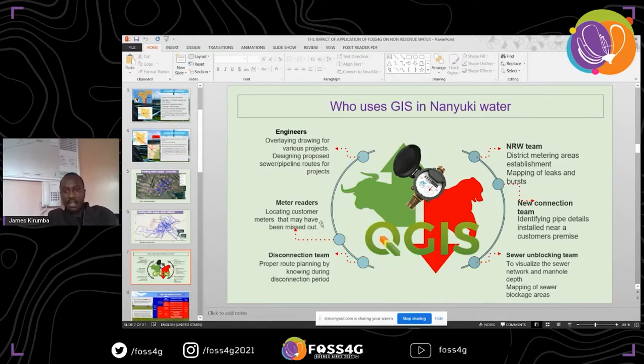Then we have the non-revenue water team. They use GIS when they are establishing an area called a district metering area, as well as mapping of leaks and bursts and customer complaints. We also have a team in new connections. They use GIS in identifying pipe details, those pipes that are installed near customer premises. We also have a sewer and blockage team. They use GIS to visualize the sewer network and manhole depth, and mapping of sewer blockage areas.